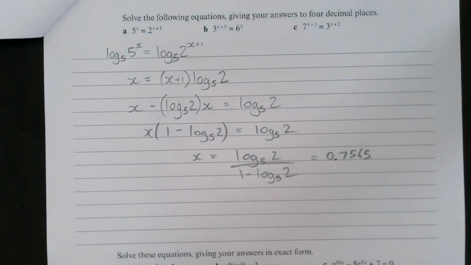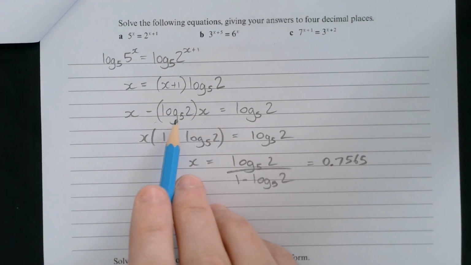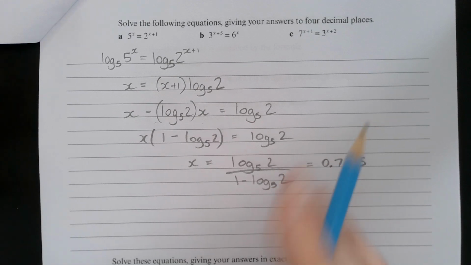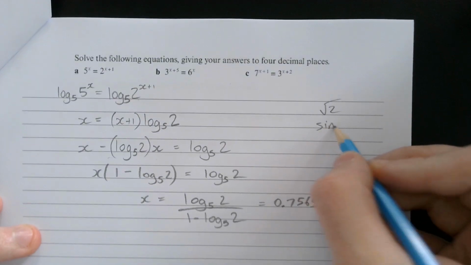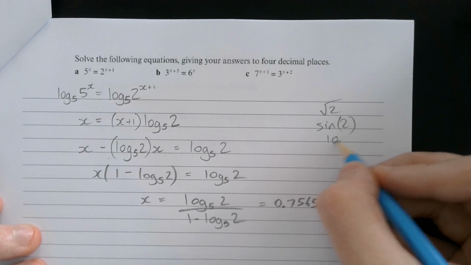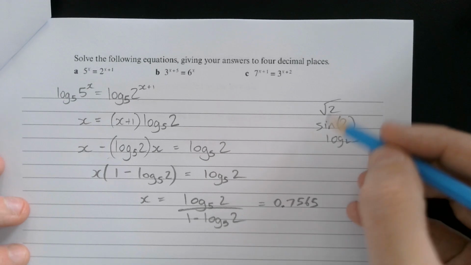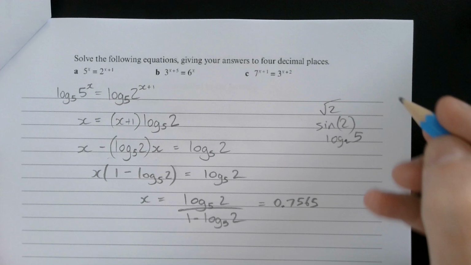And then remember that log, as long as there's no letters in here, that's just a number. Okay, it's like having a root or sine of 23. You know, these are all just numbers. Root 2, just a number. Sine of 2, just a number. Okay, or log base 2 of 5, just a number. Okay, they're just written in a way that's exact.